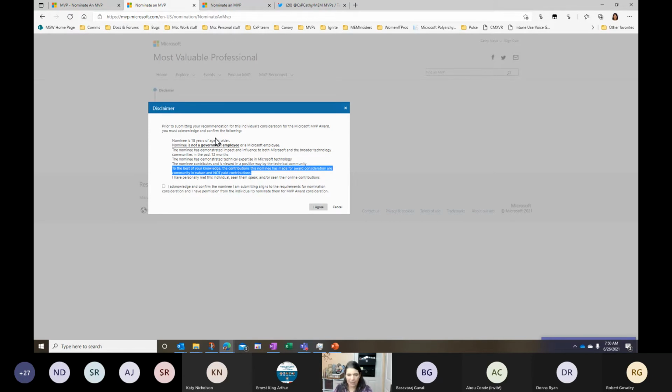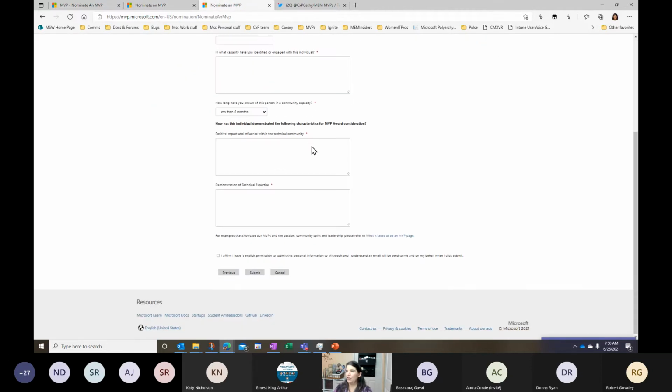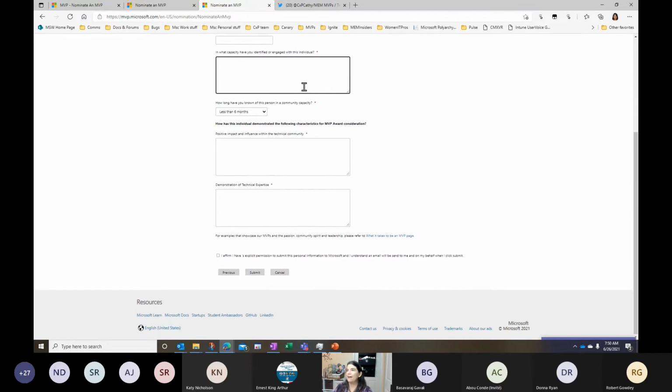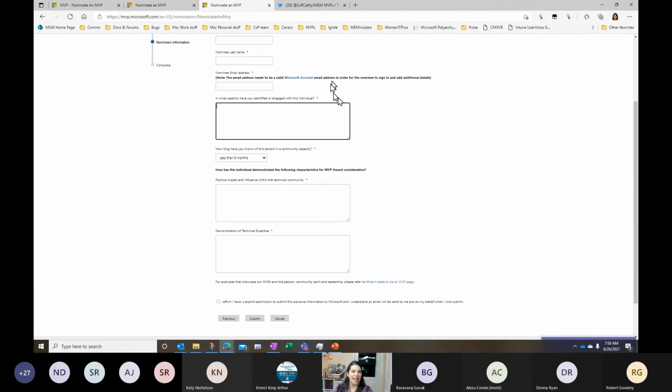So the MVP or the FTE goes in, fills out this form, and then they want to know, okay, what have you done? And oh, you do have to have a Microsoft account, an MSA account, a Hotmail account, because that's how we validate within the tool here.